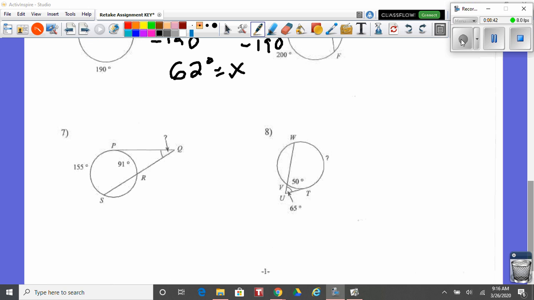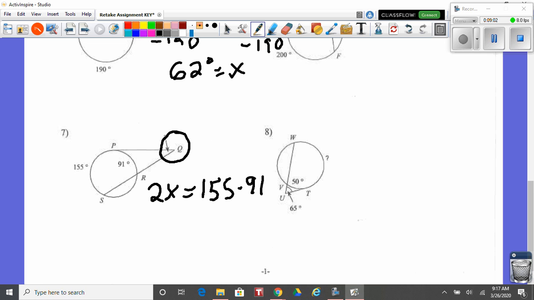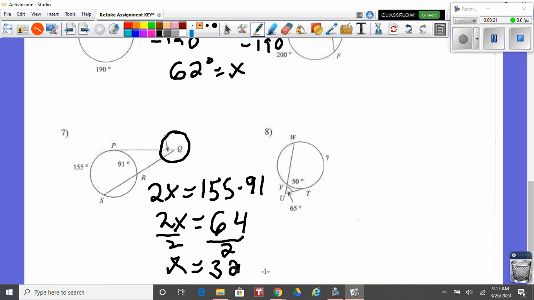For the final one, this is where our angle is outside of the circle, and in this situation we are trying to find that angle. That formula will be 2 times that angle equals the outside arc minus the inside arc, which is that 155 minus that 91. So what you do to solve this, take 155 minus the 91, which gives us 64 equals our 2x. Then we simply divide both sides by the 2, which gives us x equals 32 degrees.